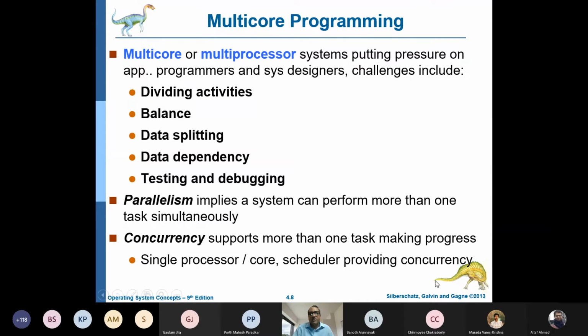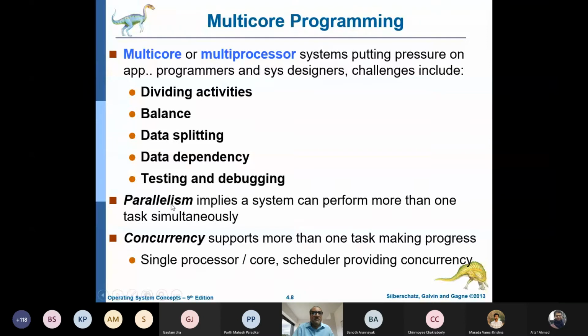That means concurrency supports more than one task making progress, even though you have only one processor and only one process is in execution at any point in time. You schedule the processes on the CPU in such a way that multiple processes show progress. As a user from outside, even though you are running multiple activities, you can still see progress across all of them. This is because of concurrency.